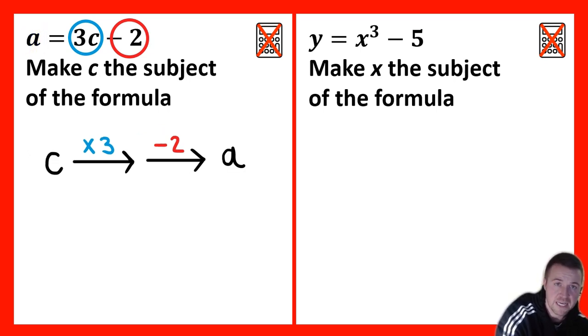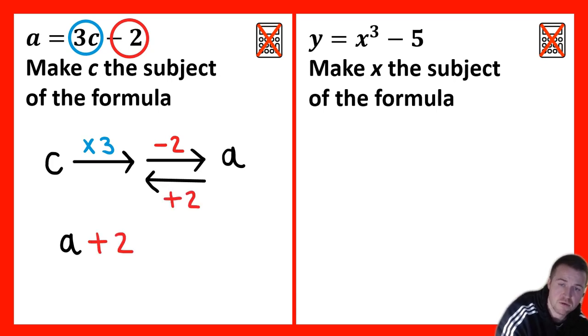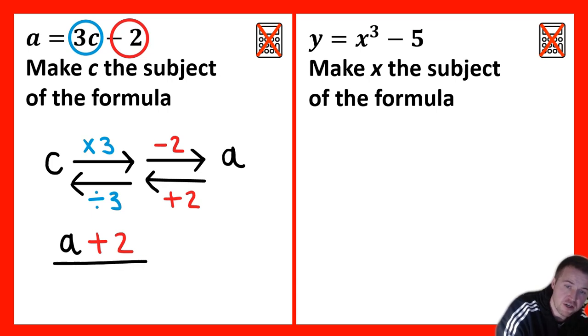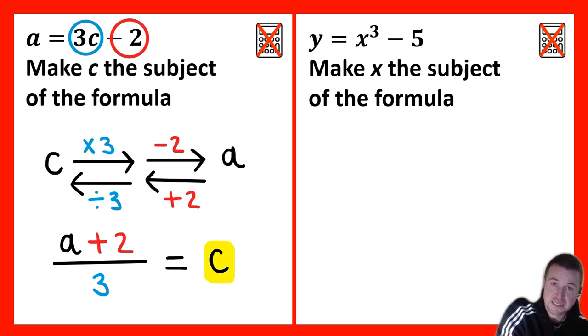Now I can apply the inverse operations, starting with a, to work backwards and find c. The inverse of taking away 2 is adding 2, so a plus 2, and the inverse of multiplying by 3 is to divide by 3, which algebraically can be represented with a fraction below everything that's been completed so far, and by putting a 3 underneath, and this will equal c. Since I now have c equals something, I've successfully managed to make c the subject.